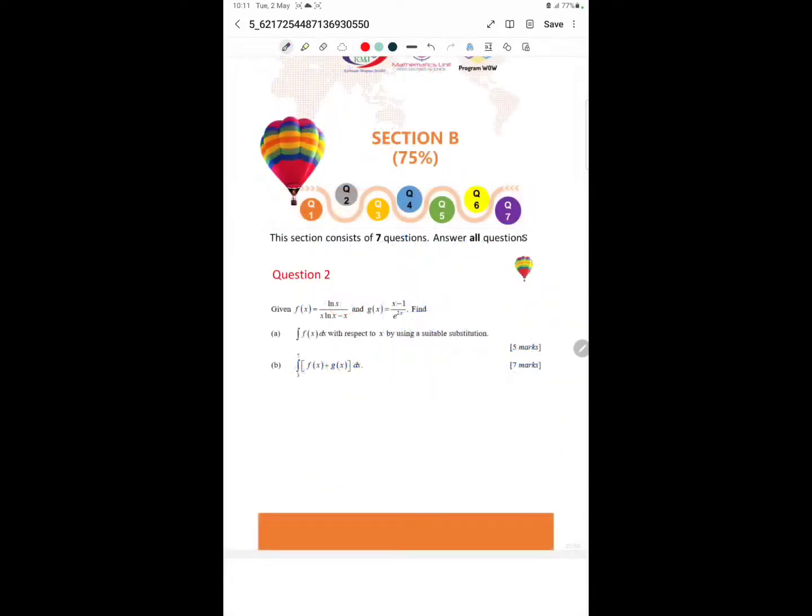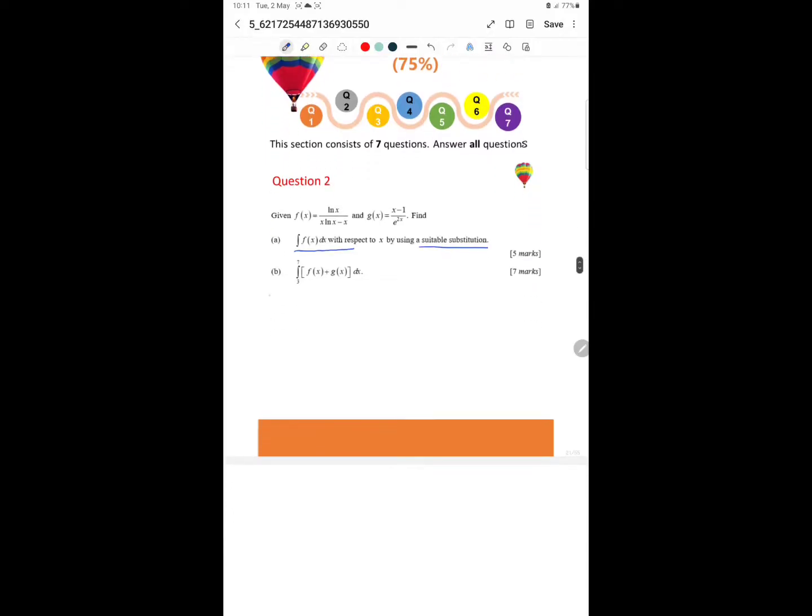Integration. So the first question is asking for find the function fx using suitable substitution. Alright, so we are going to look at function for fx. Okay, function fx is ln x over x ln x minus x dx. So how are we going to know which one that we're going to choose as u? So tips will be, okay, you choose u, the complicated ones.